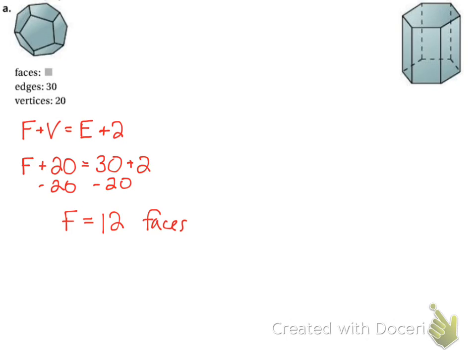Same thing over here. If I want to count the faces, I've got a top and a bottom. I've got 3 rectangles on the front, and then I've got 3 rectangles on the back. So I've got 8 total faces. I can count my vertices by just counting each of the points here. So I've got 1, 2, 3, 4, 5, 6 vertices on the top, and 1, 2, 3, 4, 5, 6 vertices on the bottom. So in total I have 12 vertices.